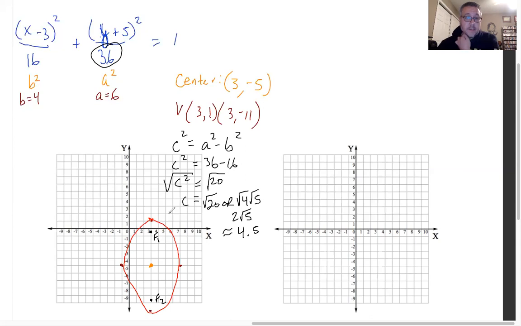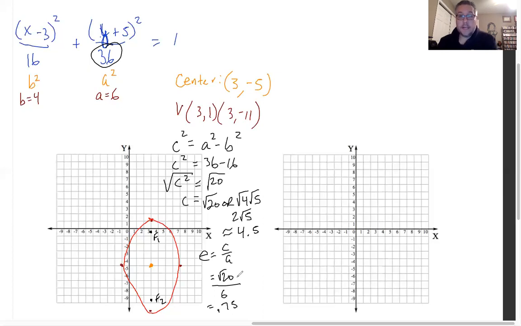The last thing here is we'll figure out the eccentricity. The eccentricity is c divided by a. Our c was the square root of 20. A was 6. So we'll put that into the trusty old calculator. The square root of 20 divided by 6, easy for me to do, is 0.75.